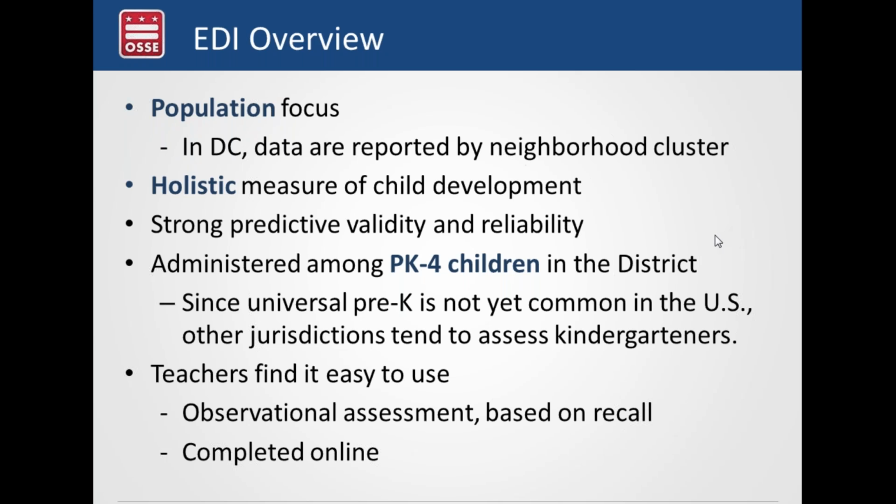In DC's case, I mentioned it was administered this past school year on your pre-K4 population because you have nearly universal pre-K, and so it gives you a population level measure for that age group. As you know, most places in the U.S. don't have universal pre-K, and so more typically it's assessed on kindergarten-age children. The tool is valid for children 4 to 6 years old.